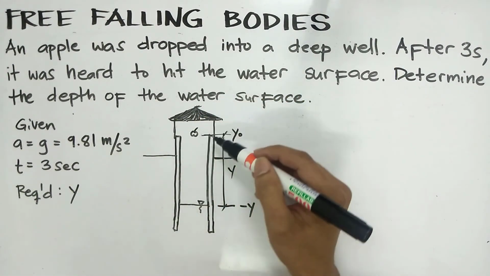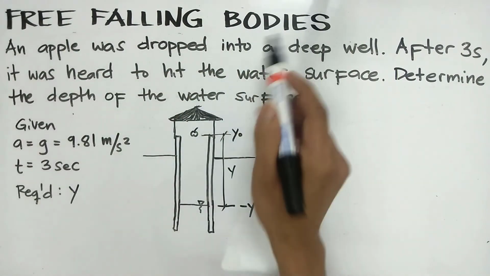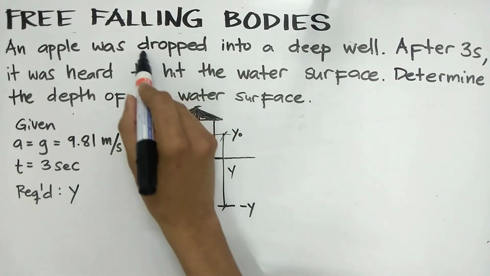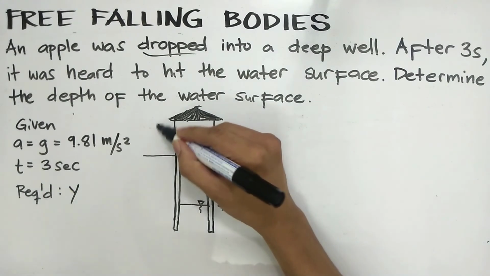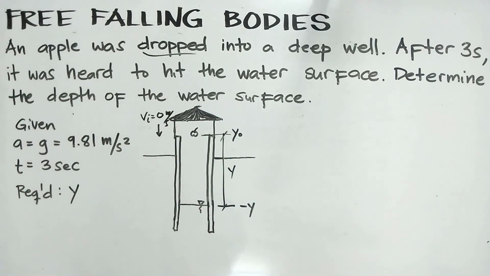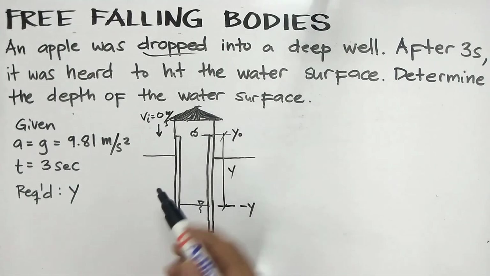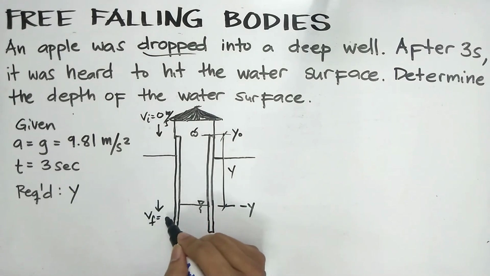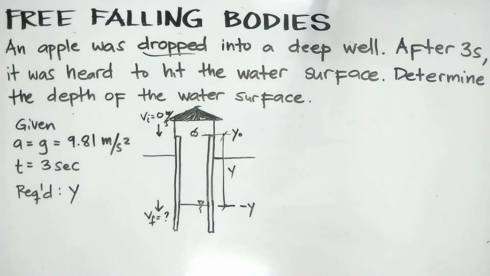Its initial velocity, since that is a free-falling body, is not acted upon by external forces that will cause its initial velocity to be greater than 0, because that is just dropped. It is dropped into a deep well. So the initial velocity v sub i is equal to 0 meters per second. And since it is acting in the direction of the gravitational force, it will have its final velocity when it hits the surface of the water, and that is also unknown.